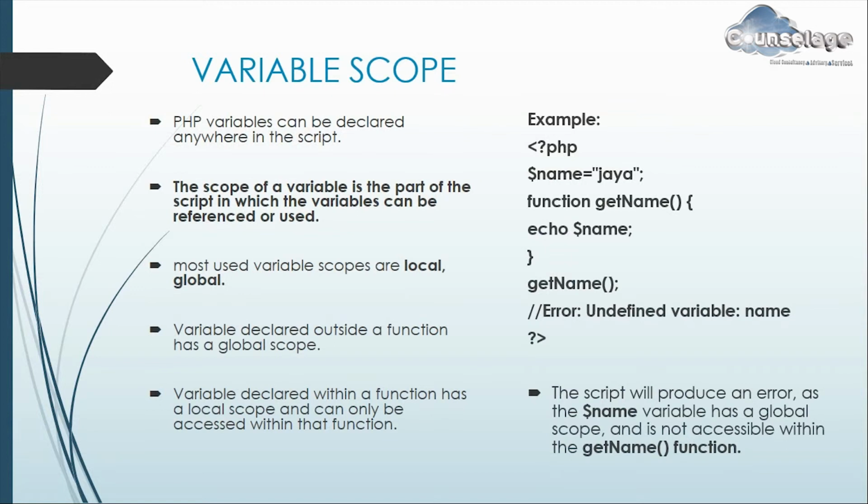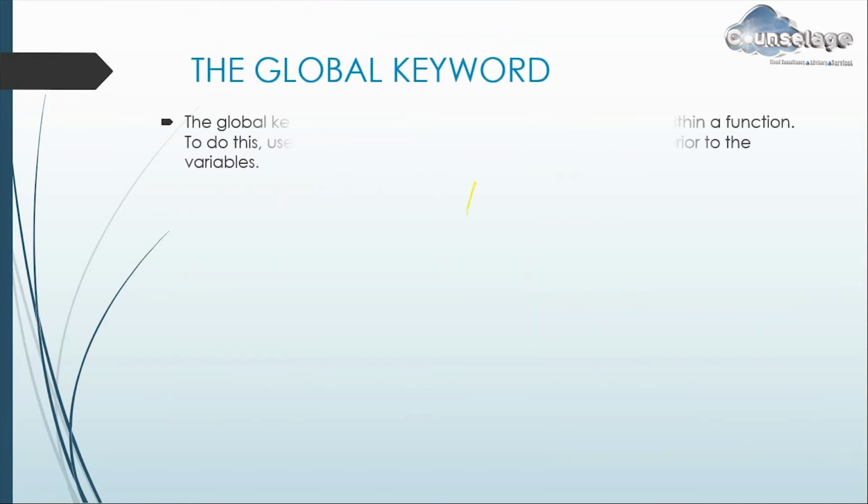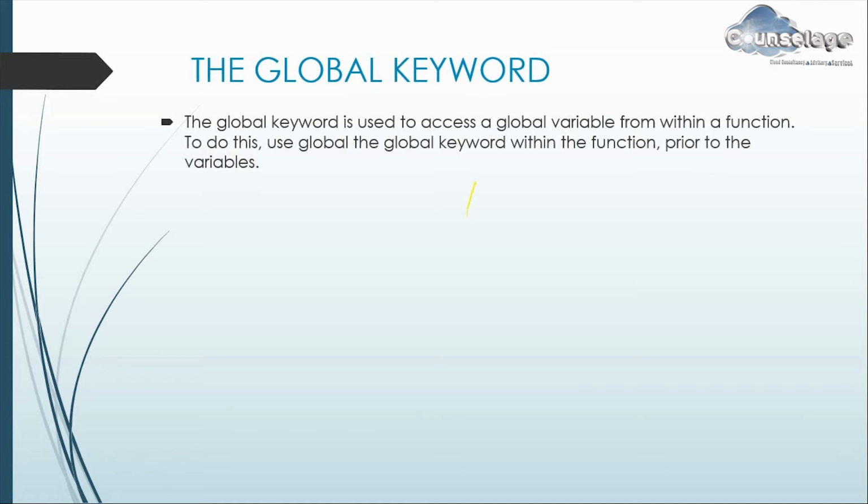The script will produce an error as the variable name has a global scope and is not accessible within the getName function. The global keyword. The global keyword is used to access a global variable from within a function. To do this, use the global keyword within the function, prior to the variables.